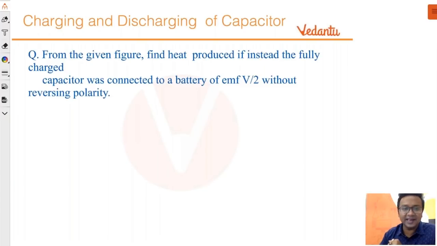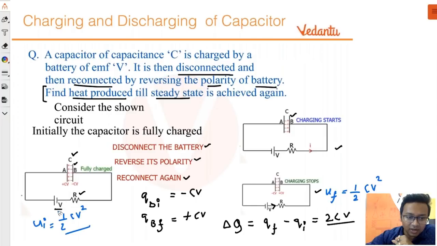Now, here we are not going to reverse the polarity, students. The idea is very clear. We are not going to reverse the polarity. What we are going to do out here is, the battery was initially connected to V volt, and then we changed it to V by 2. Same situation that we had here. This was connected to V volt. Now I did not reverse the polarity. Rather, I got another cell which had an EMF of V by 2.